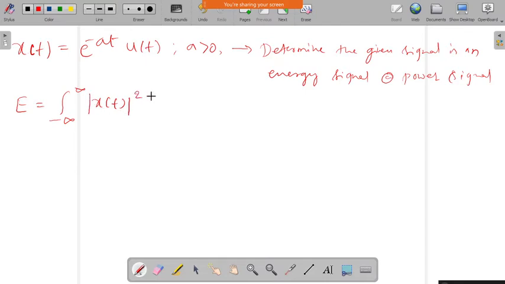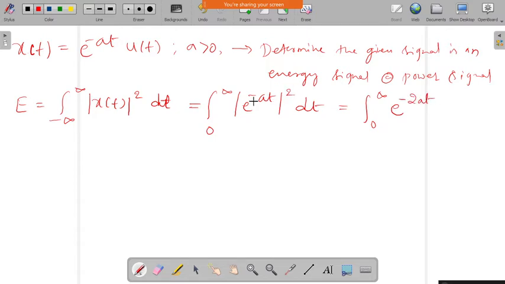This is the expression for finding the energy of the signal, minus infinity to plus infinity, x of t whole square into dt. Now substitute your x of t, which is e power minus at, whole square. Since u of t, the limits are 0 to infinity, because it is only a positive sided signal. So we can write it as 0 to infinity e power minus 2at into dt.